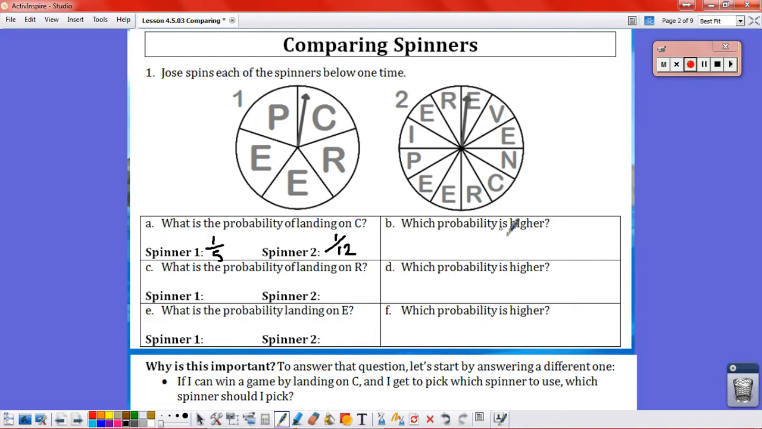And then it says which probability is higher. Well, this is pretty easy because you can look at the spinner and you can see, well, there's a lot more space to land on C, so 1/5 is a higher probability. I got a better chance on spinner number 1.